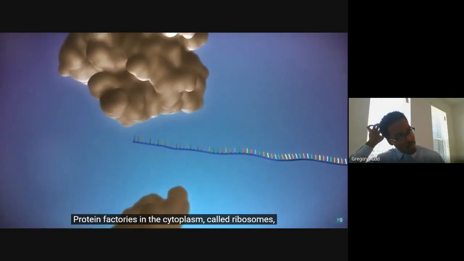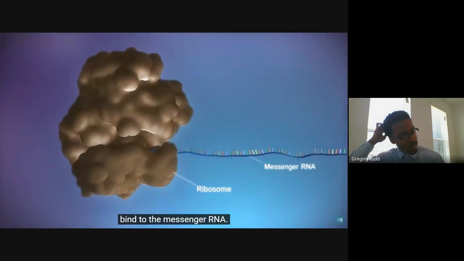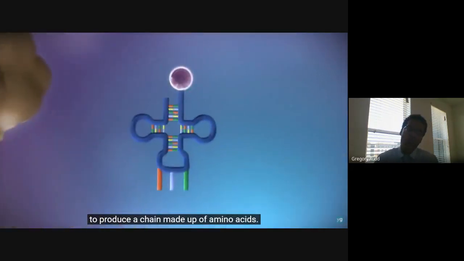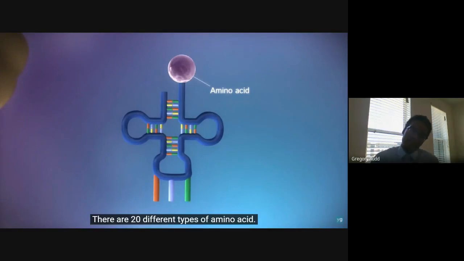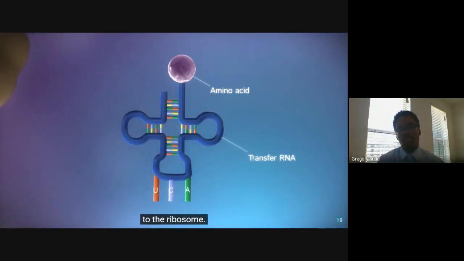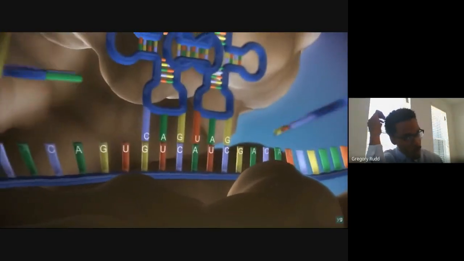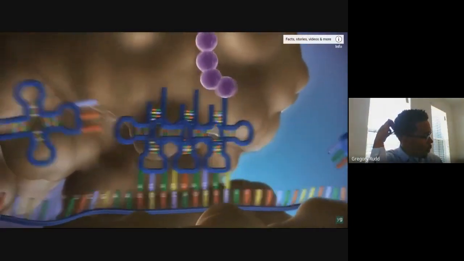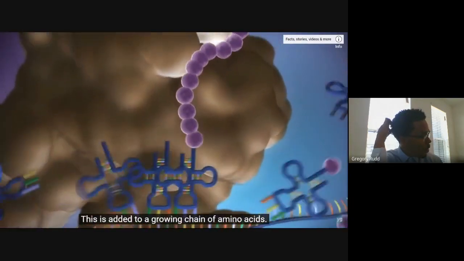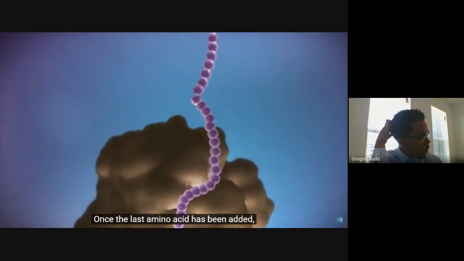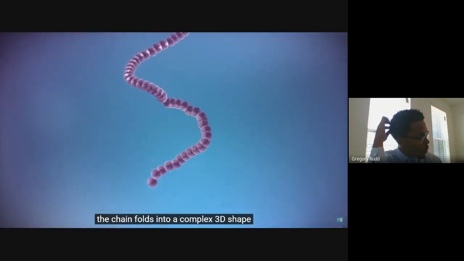Protein factories in the cytoplasm, called ribosomes, bind to the messenger RNA. The ribosome reads the code in the messenger RNA to produce a chain made up of amino acids. There are 20 different types of amino acid. Transfer RNA molecules carry the amino acids to the ribosome. The messenger RNA is read three bases at a time. As each triplet is read, A transfer RNA delivers the corresponding amino acid. This is added to a growing chain of amino acids. Once the last amino acid has been added, the chain folds into a complex 3D shape to form the protein.